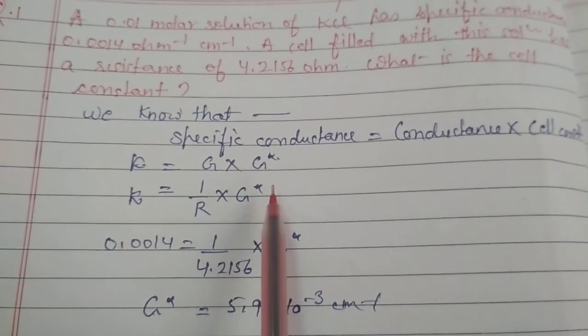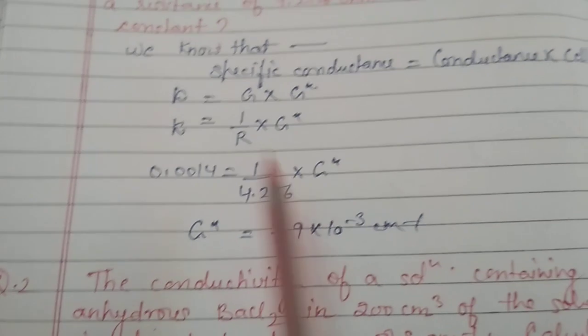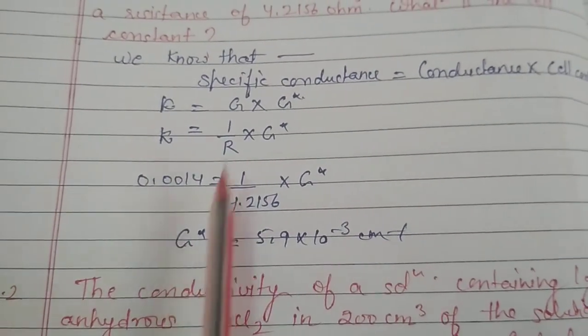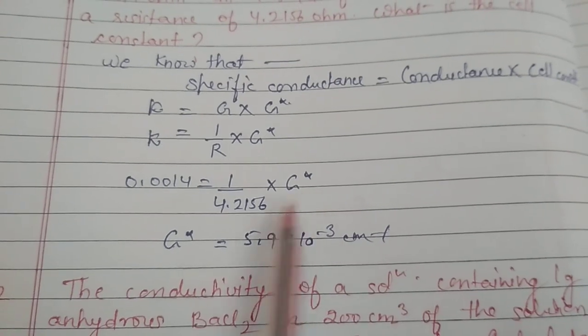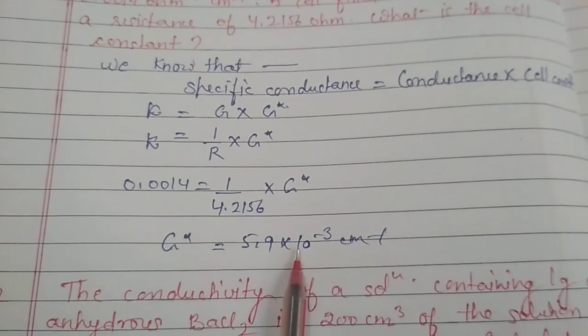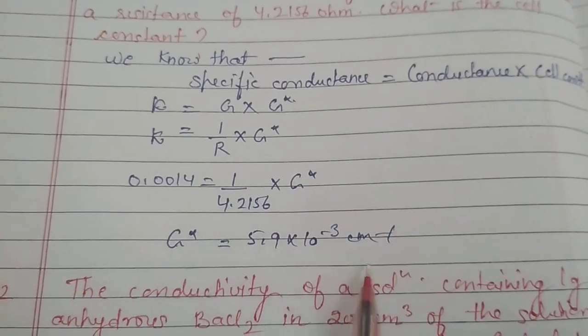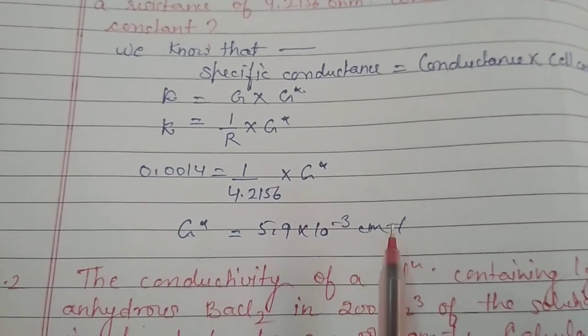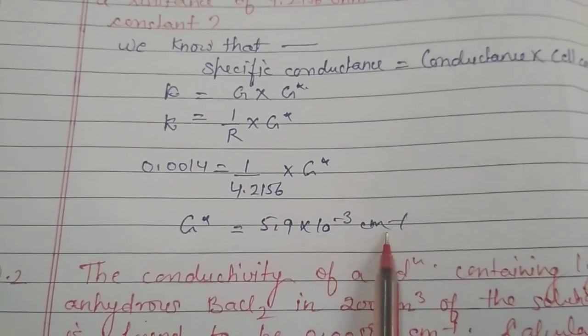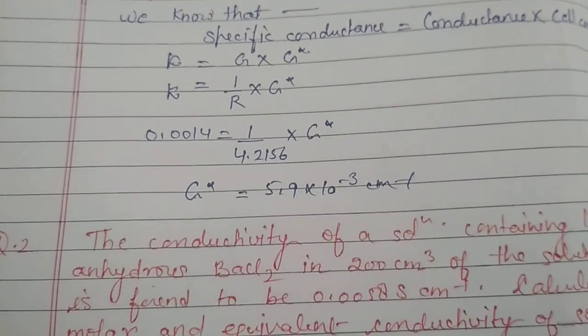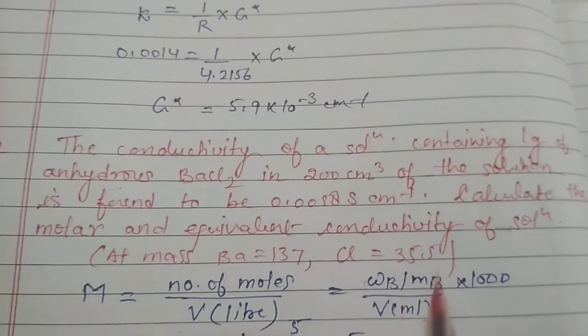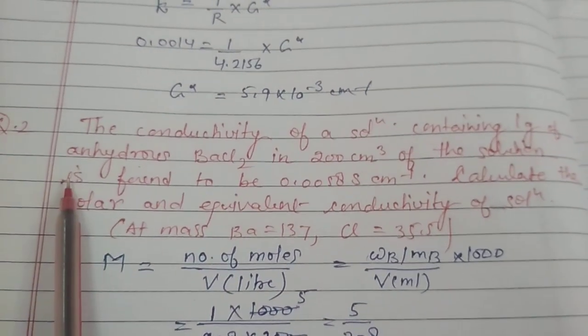We can write G star is cell constant. So by putting the value of kappa is given, R is given, we can find out the value of G star and calculate the answer, and we are to put the unit as well. That is very important. If you won't put the unit, half mark would be cut in the examination. Now let's see the next question.